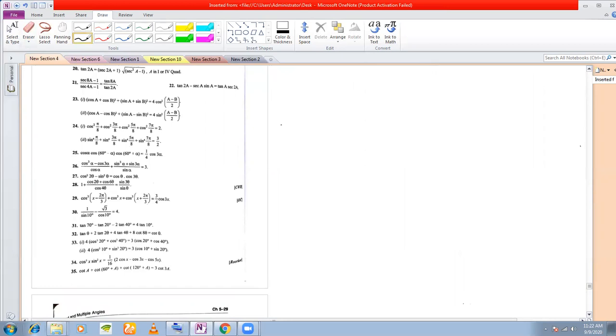31. Let's see. The question here is tan 70 minus tan 20 minus 2 tan 40 is equal to 4 tan 10. That is what you have to prove. We start from the left hand side. Tan 70 degree minus tan 20 degree minus 2 tan 40 degree. We need to prove this is equal to 4 tan 10.